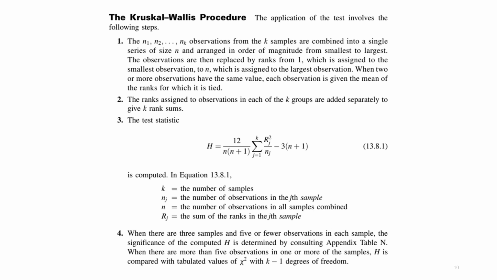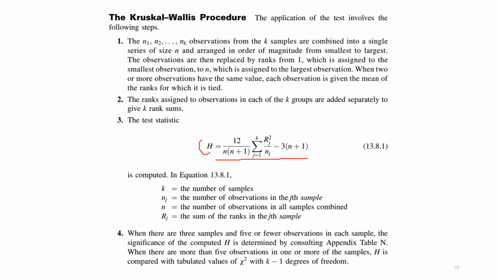This is the sum of ranks. J is a group. If J is 1, then for the first group, sum all the ranks, then square the value. Then divide by the sample size, and subtract 3 multiplied by the total sample size. Then we can calculate this very easily, it's not difficult.